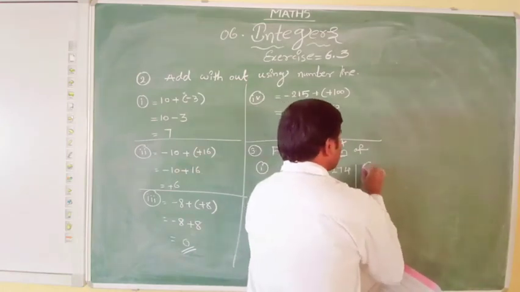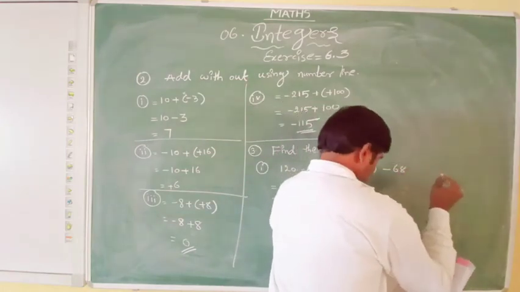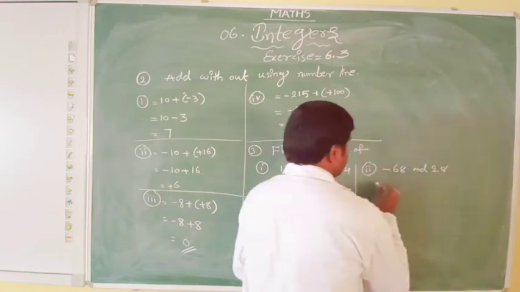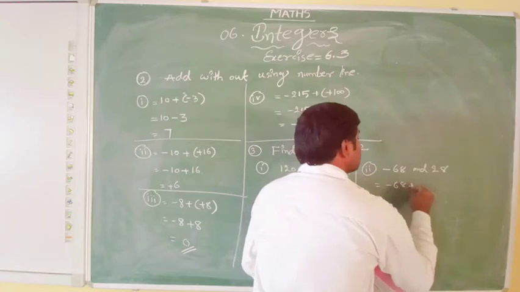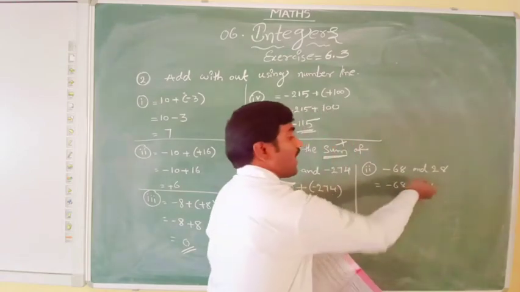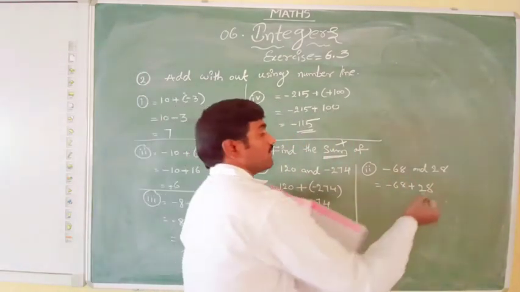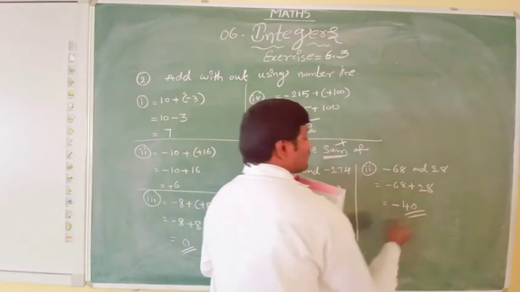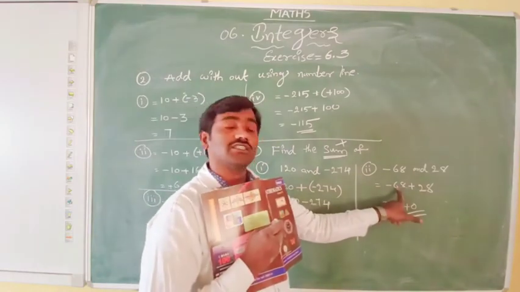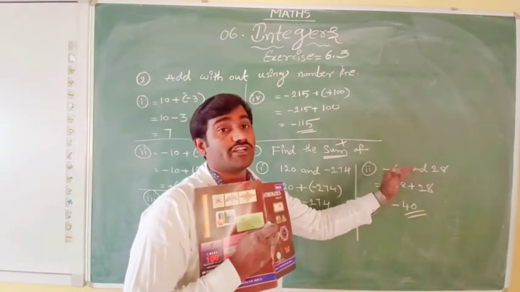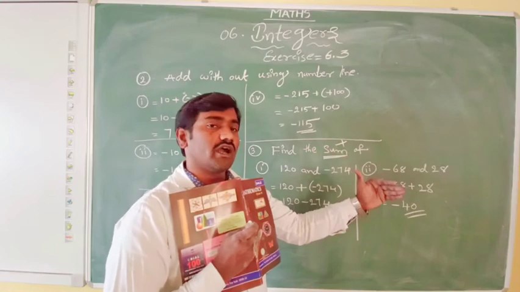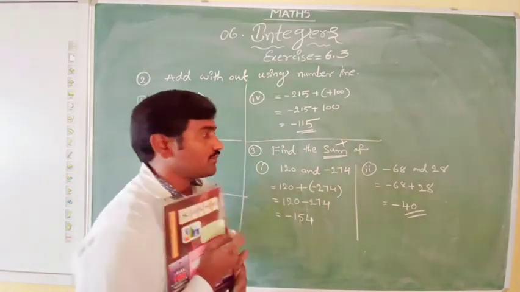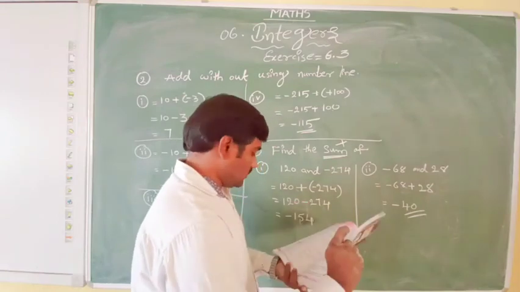Second one, minus 68 and 28. Minus 68 plus 28, I am adding the 28. 28 minus 68 is minus 40. From 28 you subtract 68, it's not possible. From 28, how can we subtract 68? We can, but we get a negative.